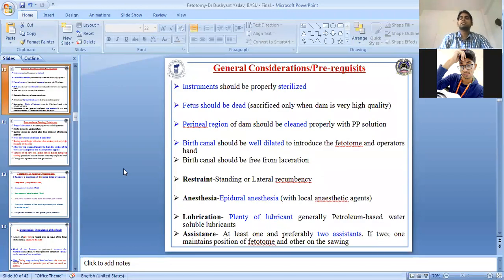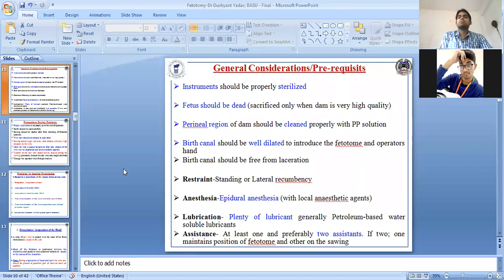Then what are the general considerations and prerequisites of the phytotomy? The instrument should be sterilized, and the fetus should be dead. Most of the time the fetus should be dead. But if the dam is of very high quality or very precious, then we should use the phytotomy in the case of a live fetus also, where cesarean section is not recommended because of the very high quality of the dam. Then we should also use it in those cases.